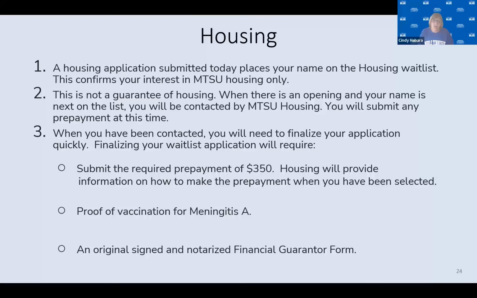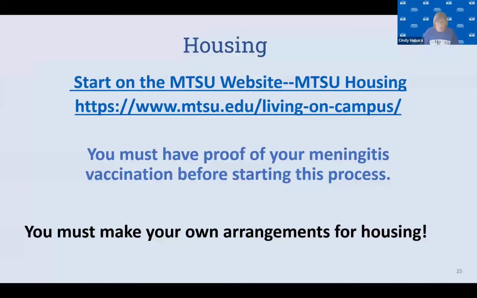The original and notarized financial guarantor form must be hard copy. They do not accept it by email or electronic. So you need to have all of these things ready when your name comes up. You can send your payment, your meningitis, and that form to them by UPS or FedEx. Do not use the US Postal Service. Use FedEx or UPS, and send it directly to housing. Do not send it to our office, send it directly to housing. There is an address on the housing homepage that you can send that form to.